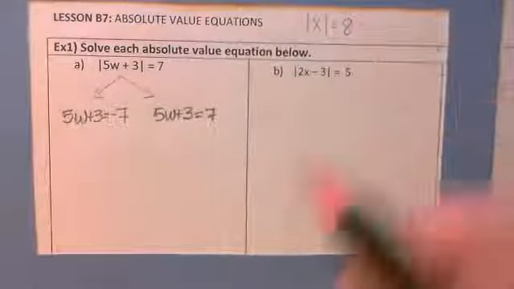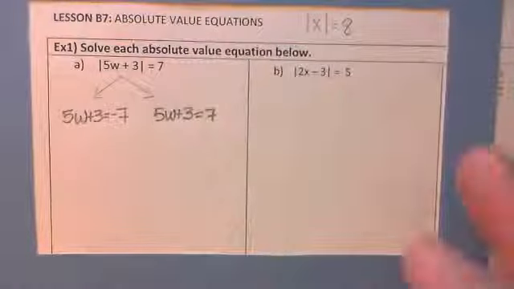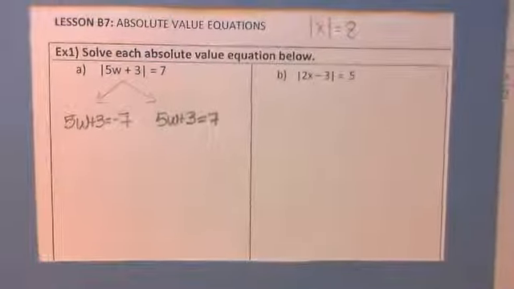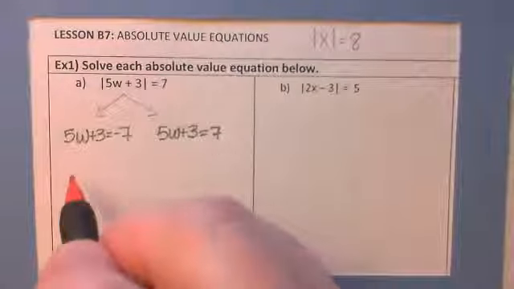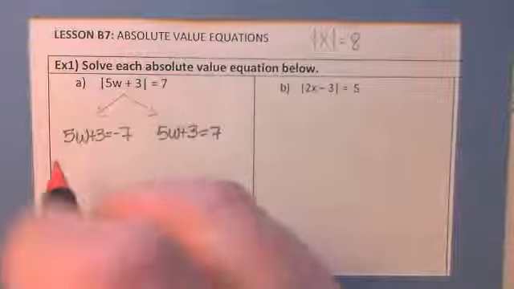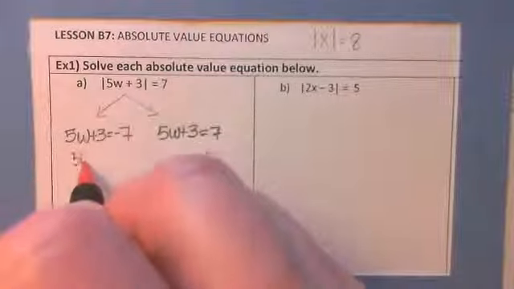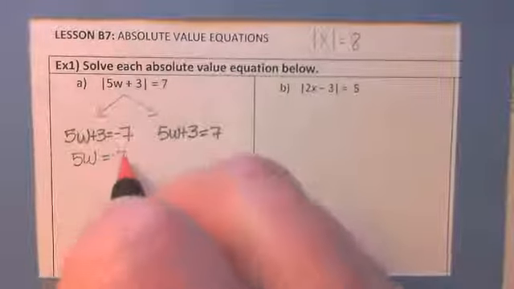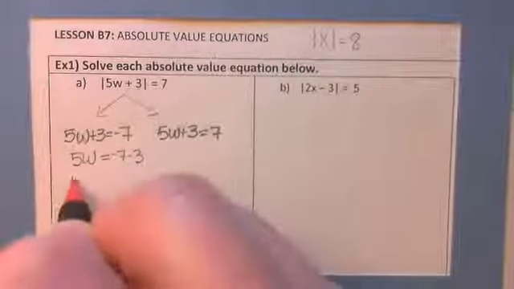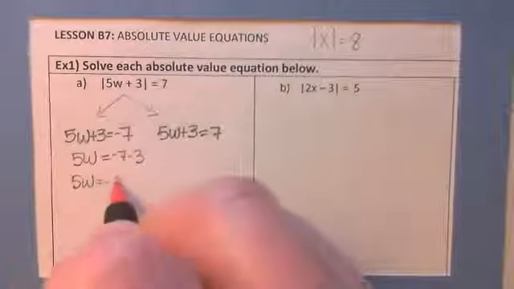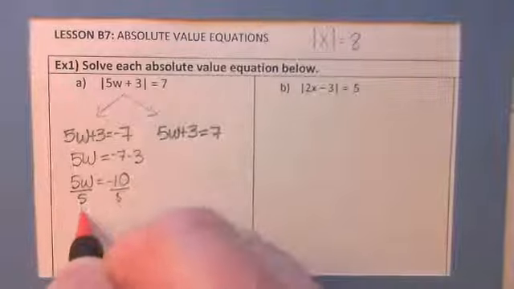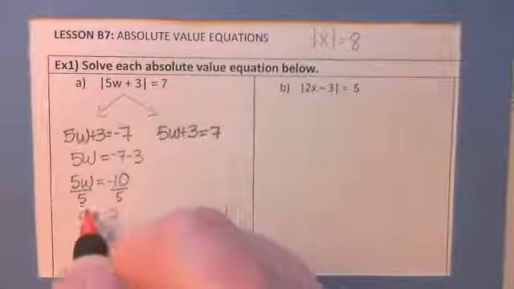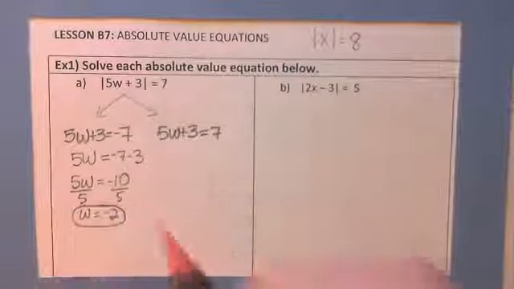Alright, let's go ahead and solve this, see what we get. We're going to solve for w. So this would be 5w equals negative 7 minus 3. So 5w equals negative 10. Divide both sides by 5. w equals negative 2. So that's one of the answers.